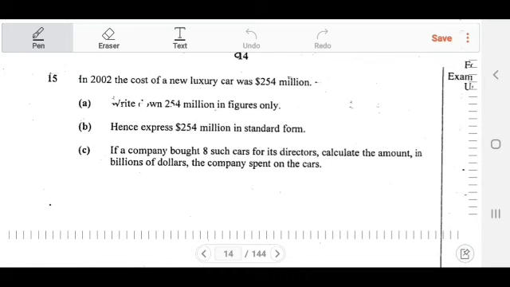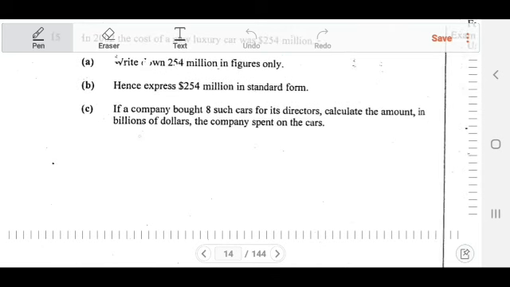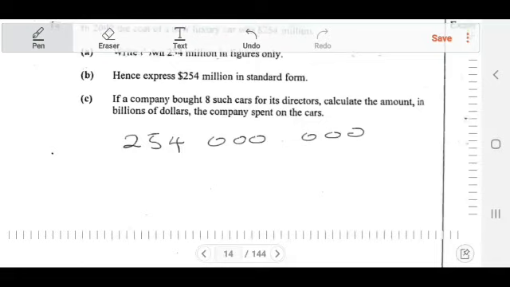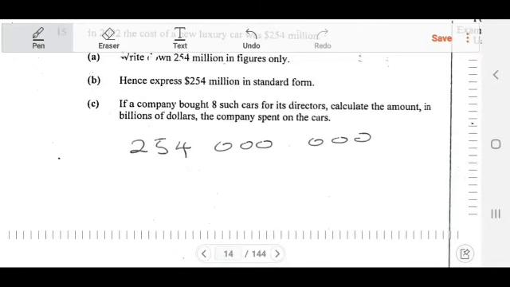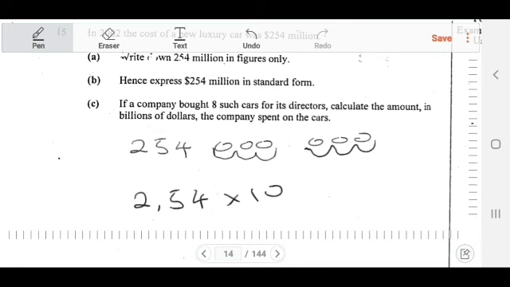In 2002, the cost of a new luxury car was 254 million. Write down 254 million in figures only. Okay, so this is going to be 254 million. Hence express 254 million in standard form. We're going to have 2.54 times 10 to the power what? Moving to the left, 1 2 3 4 5 6 7 8, to the power of 8.